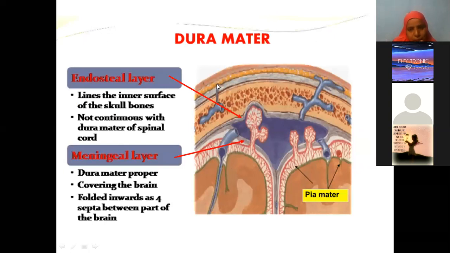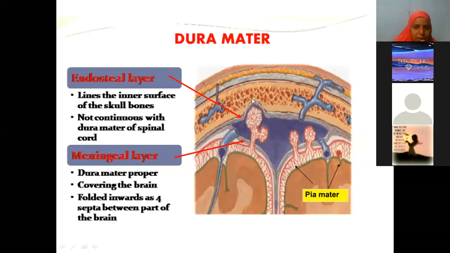Now these are the layers of the scalp. Then we have the skull bone. This is the outer table periosteum. This is the inner table endosteum. In between, you call it diploe. These are the emissary veins. And this is our dura mater, which is shown in gray color.